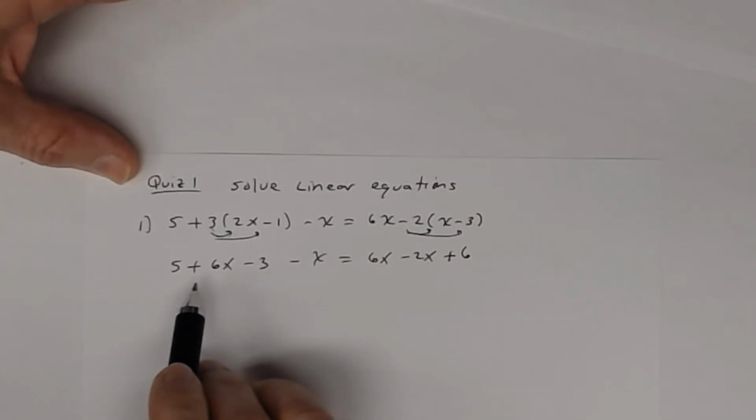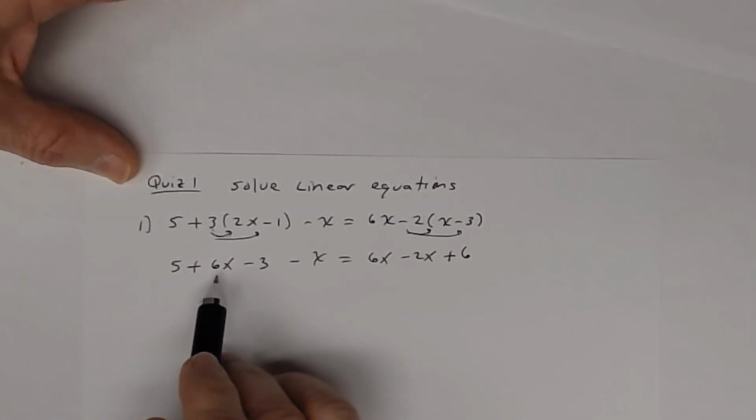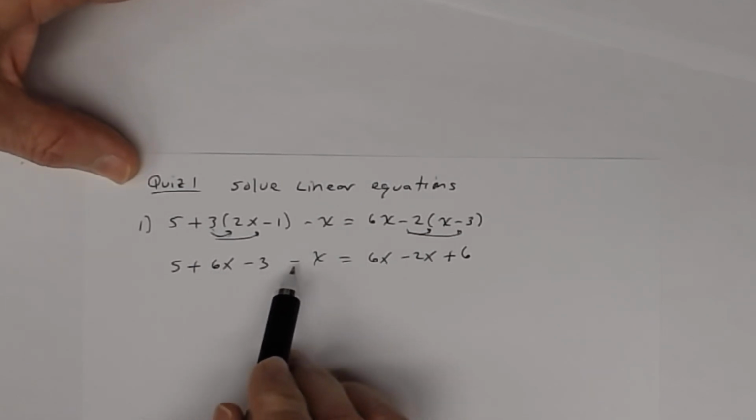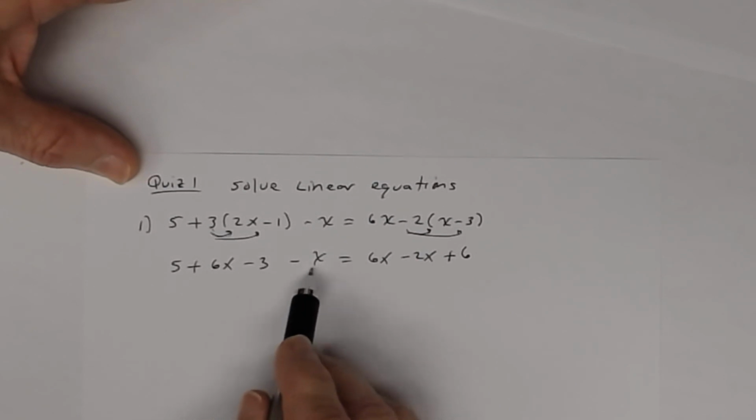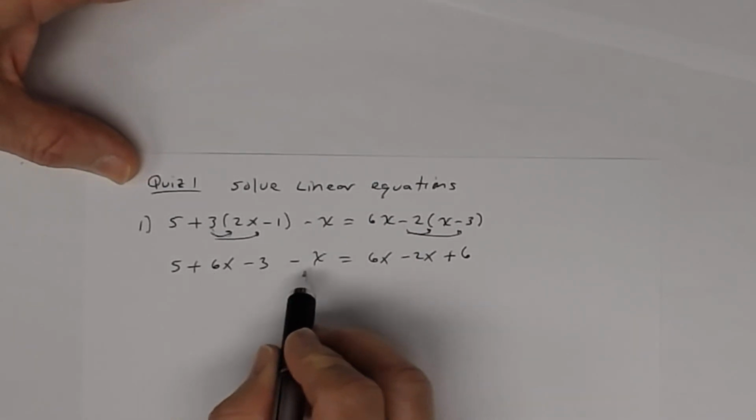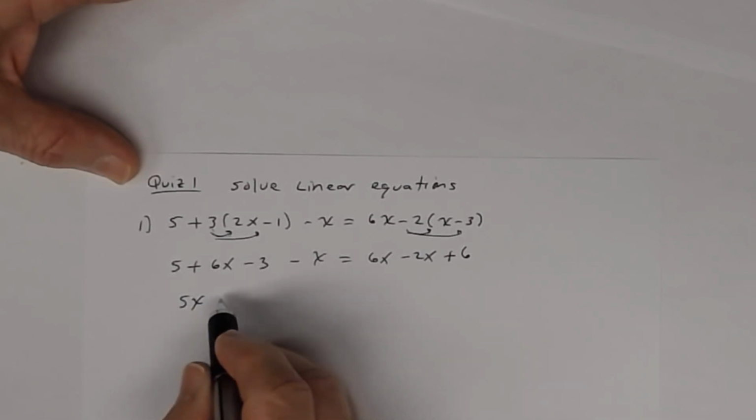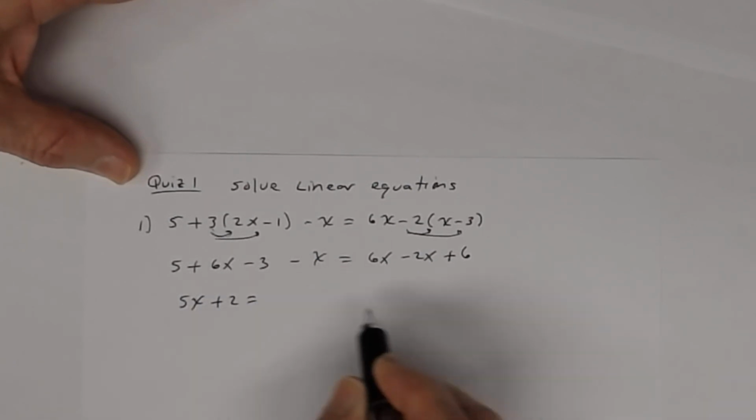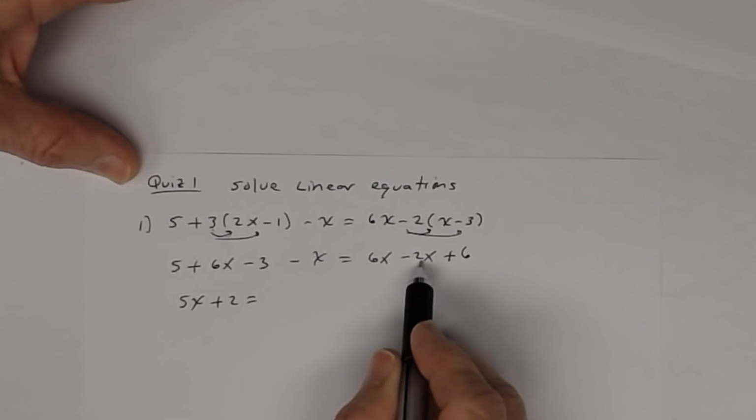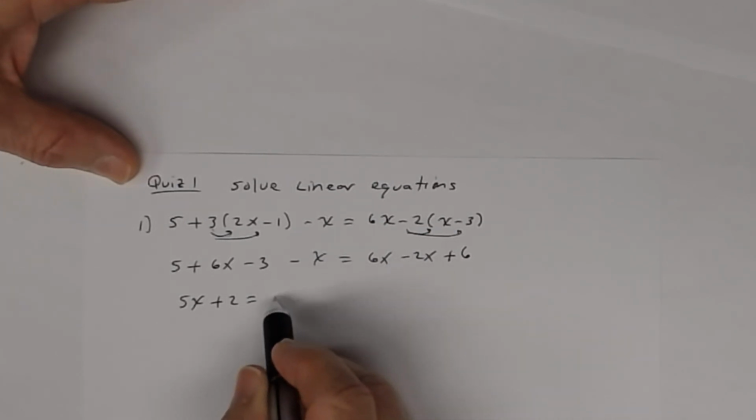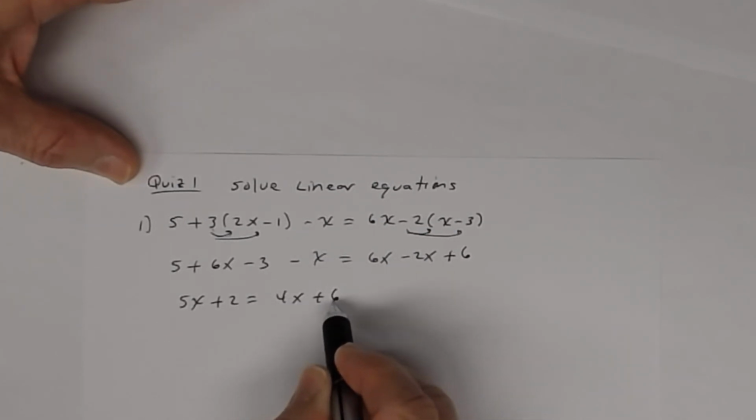And a negative 2 times a negative 3 is a positive 6. Then combining like terms, let's combine the variable terms first. Positive 6x and a negative 1x, 6x and a negative 1x is 5x. 5 subtract 3 is 2, equals. And on this side, 6x minus 2x is 4x plus 6.